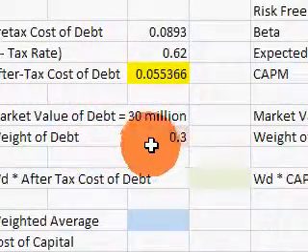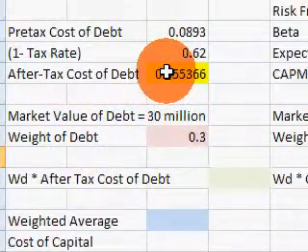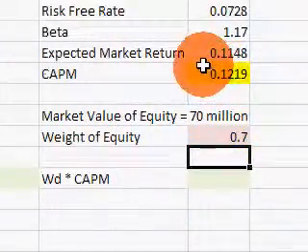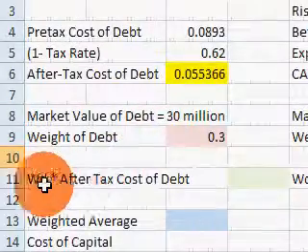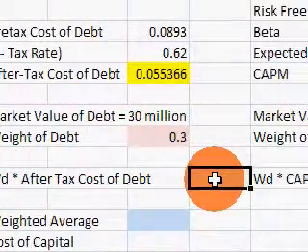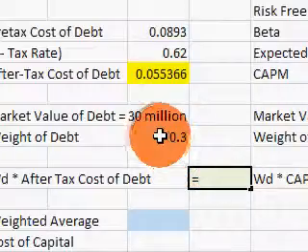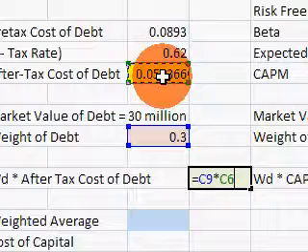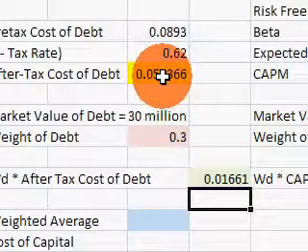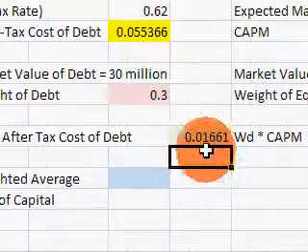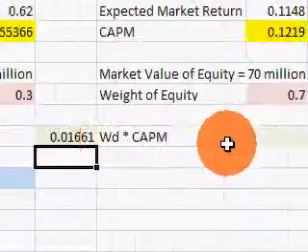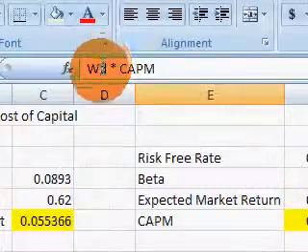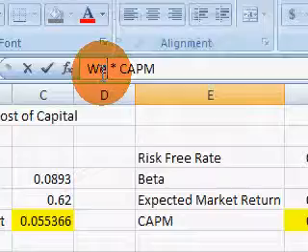The next thing we need to do is take the weights times the after-tax cost of debt and the weight of equity times the required return on equity. I'm going to do that right here. First, the weight of debt times the after-tax cost of debt. I'm going to say equals the 0.3, 30% weighted debt, times that 0.05536, and hit enter. I get a little over 1%, about 1.6%. We're going to do it for the weight of the equity. I have to change my formula, this is equity right here, so just a little correction. There we go.